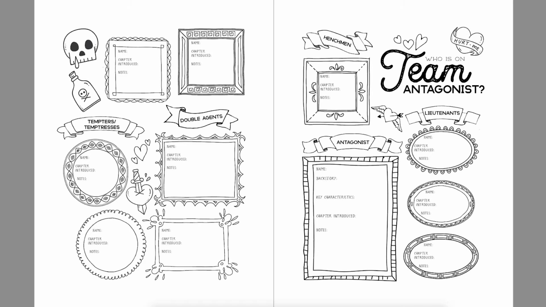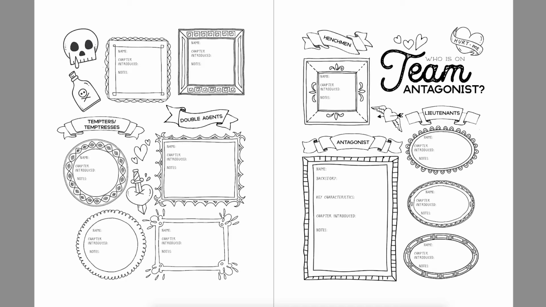So then I have the same thing for the antagonist. So it's really a similar layout. Name, chapter introduced, and notes. Specifically, I have the antagonists themselves, and lieutenants. So this would be, kind of like, basically the leadership that's right underneath them. So like kind of their right-hand men. Then I have henchmen. These are people that are very likely to interact with the protagonist in the early stages.